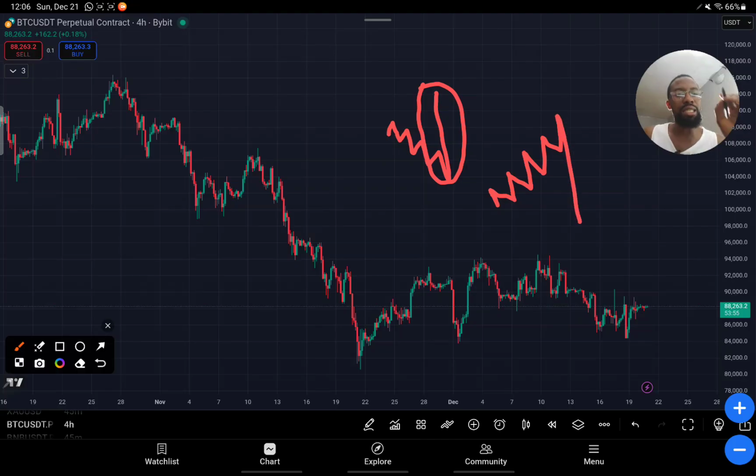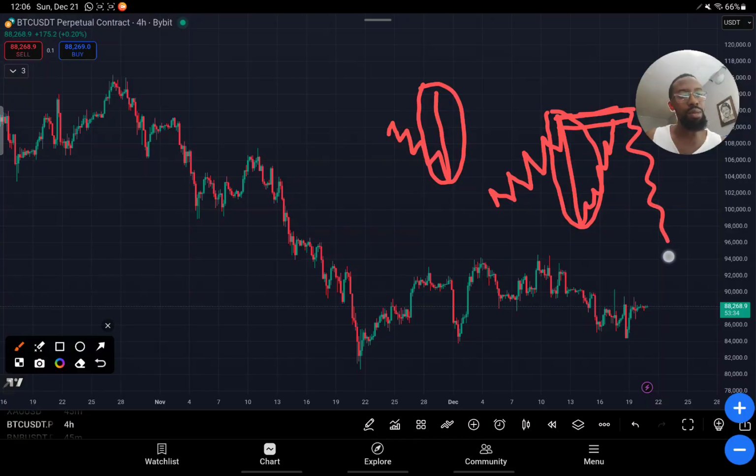And all of a sudden you see a sharp candle. This particular candle is a bearish engulfing candle. So what the market usually does is that the market will find its way back to rally up to that point where this impulsive move started, and then it will start coming down.